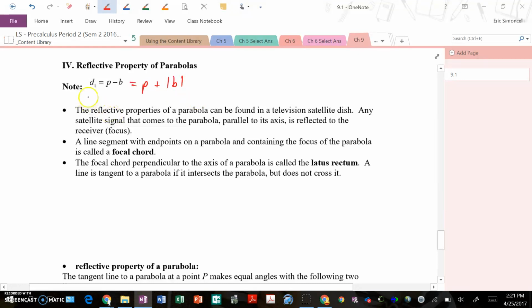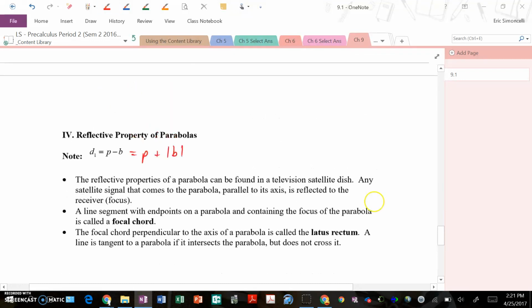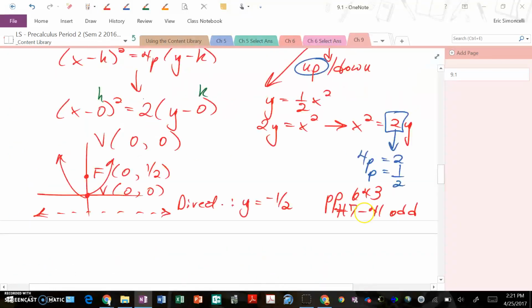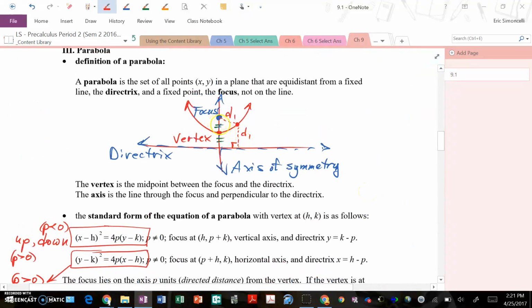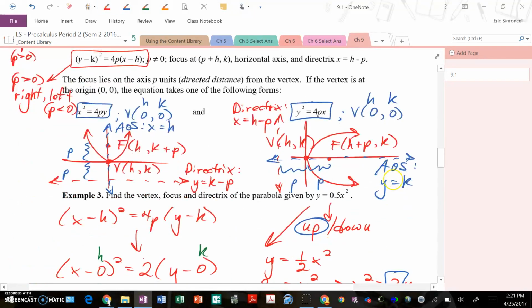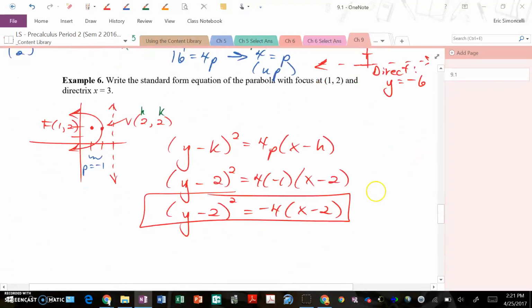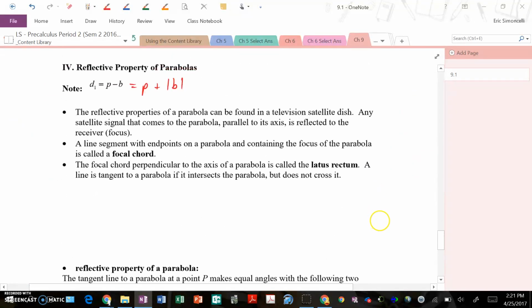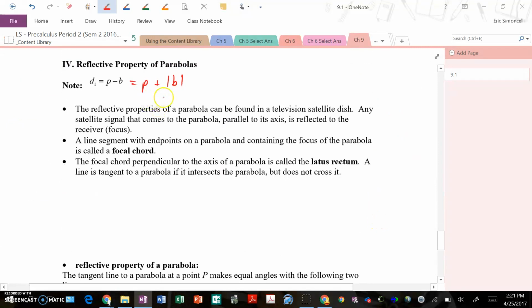If you're wondering where d sub 1 came from, let's reflect a little bit back at the beginning of the notes. d sub 1 is actually the distance between the focus and any arbitrary point on the parabola. It's also the same distance from that point perpendicular to the directrix. So that particular d sub 1 value, we're going to calculate, whether we know p, b, or really any two of the three things in this equation, you'll be able to find the third.